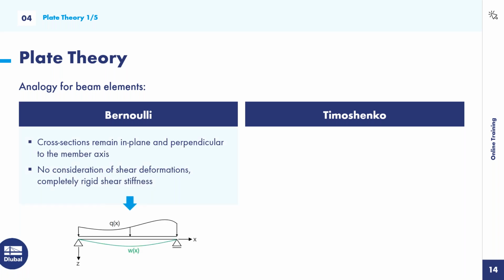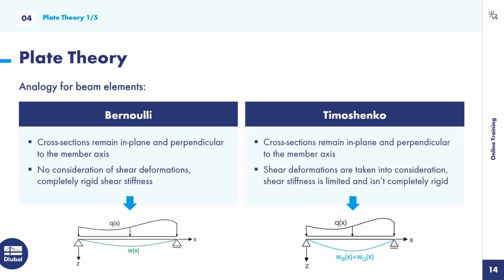So these are the basic assumptions for Bernoulli's theory. The first assumption is that the cross-section remains in plane and perpendicular to the member axes. And then the second assumption is that there is no consideration of shear deformations and the shear stiffness is completely rigid. Next, the assumptions for the Timoshenko theory are almost the same. The first assumption is the same, with the cross sections remaining in plane and perpendicular to the member axes. But the second assumption differs, where shear deformations are taken into consideration and shear stiffness is limited and is not completely rigid.